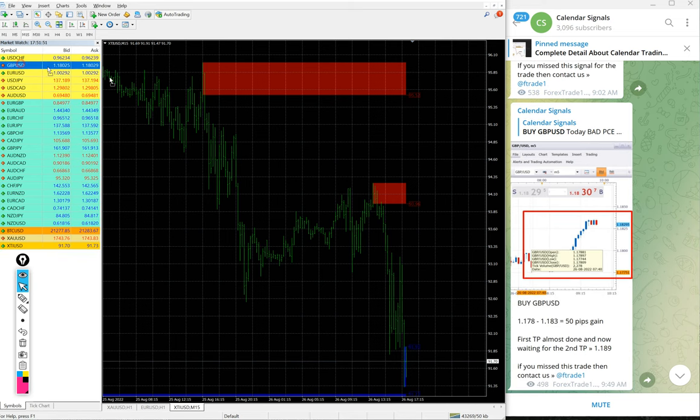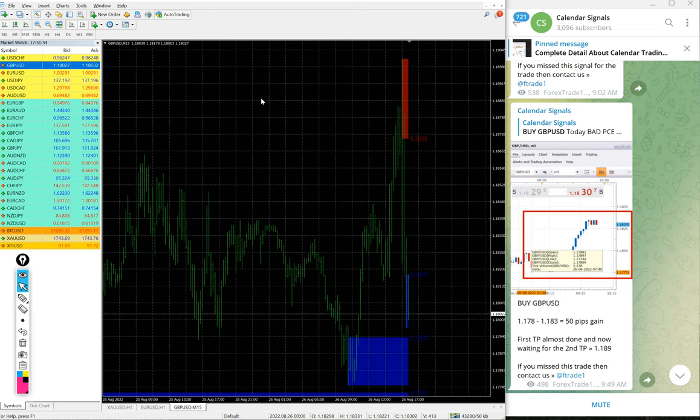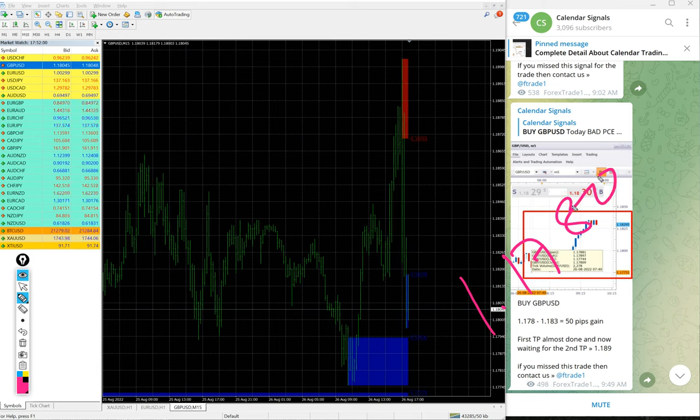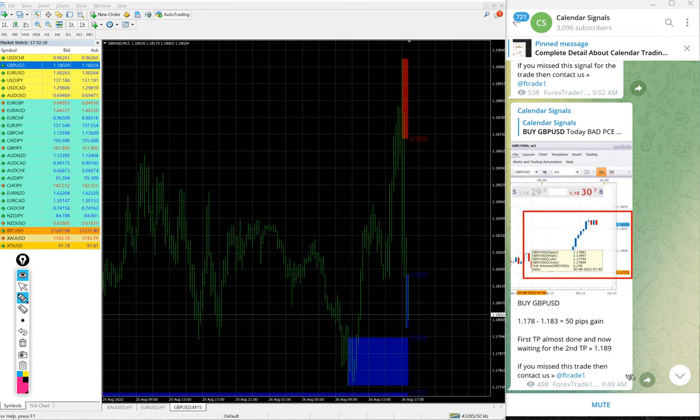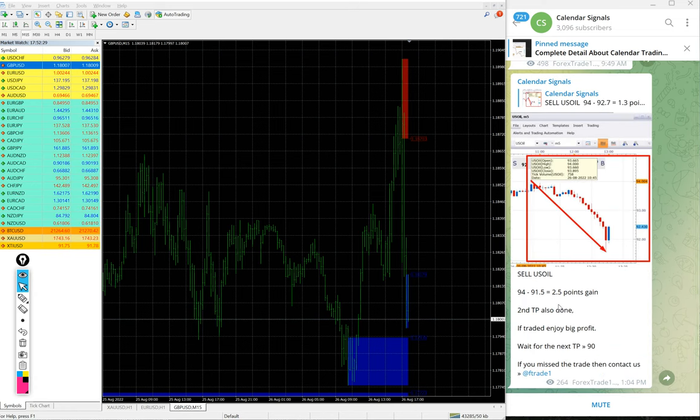And then GBPUSD, we gave a GBPUSD buy signal today, and entry at 1.1780 and high traded 1.1900, 120 pips gain on the GBPUSD buy signal. Entry at 9:49 a.m. GMT, we updated 50 pips gain. At that time, that was high traded. After that, it further moved up and made a total profit of nearly 150 pips on GBPUSD.